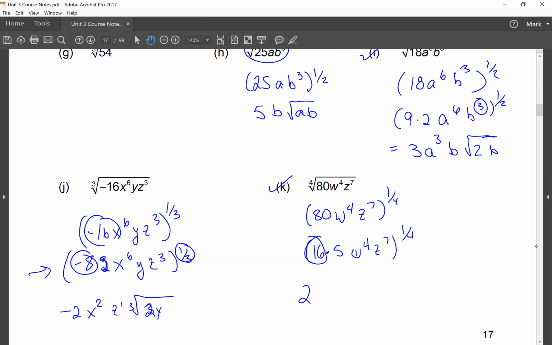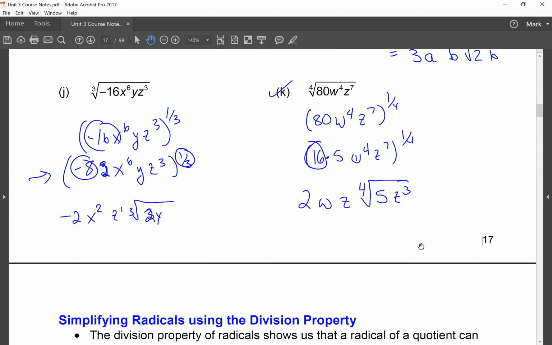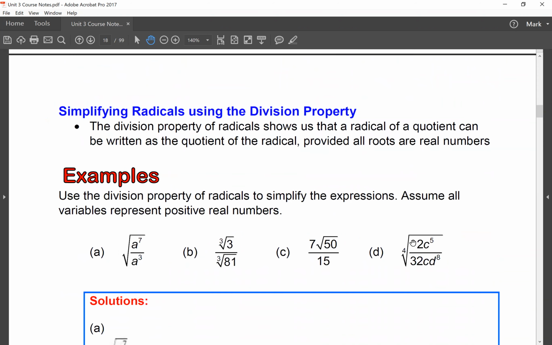So 2, I can remove the W's. I'm just dividing it by 4, and I can remove one of the Z terms, but what that leaves me with is the 5, and I still have 3 Z's. So that is kind of simplifying radicals. We're not done, obviously. We're going to do a little bit more because we're going to look at the division property of these radicals.